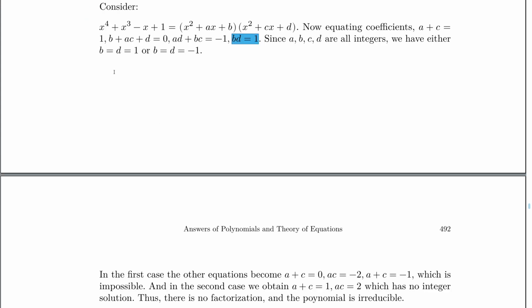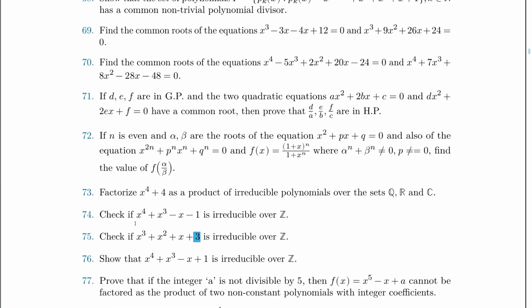In the first case, that is b equal to d equal to 1, the other equations become a plus c is equal to 1 and ac becomes equal to minus 2 and a plus c is equal to minus 1, which is impossible because a plus c cannot be 0 and equal to minus 1 at the same time. And in the second case, when b is equal to d is equal to minus 1, we have a plus c is equal to 1 and ac is equal to 2, which has no integer solutions. And therefore, we cannot factorize it and the polynomial is irreducible.